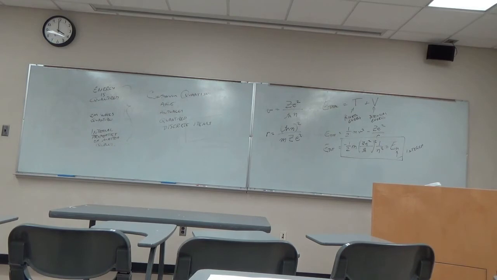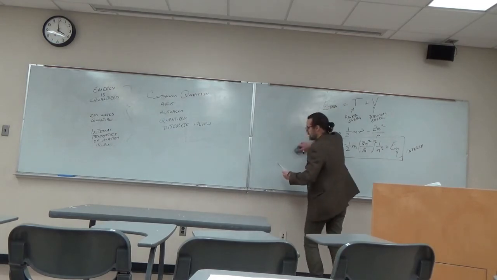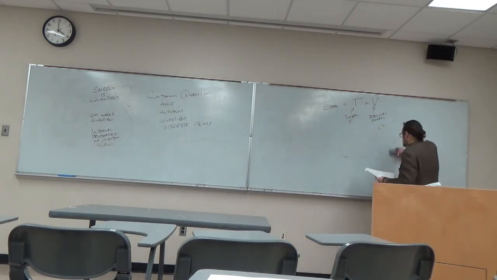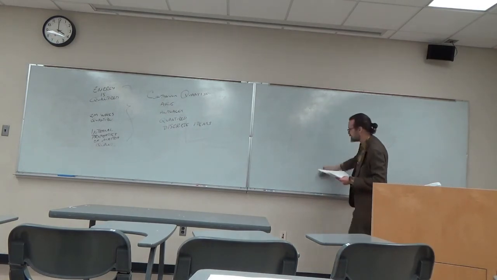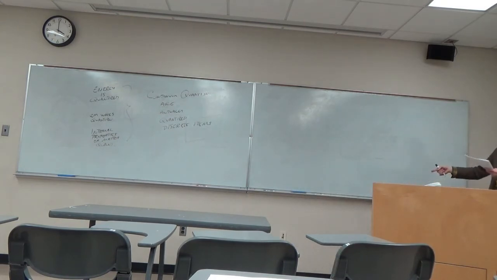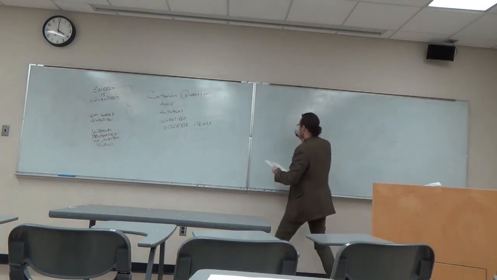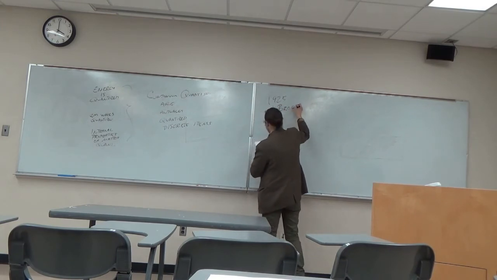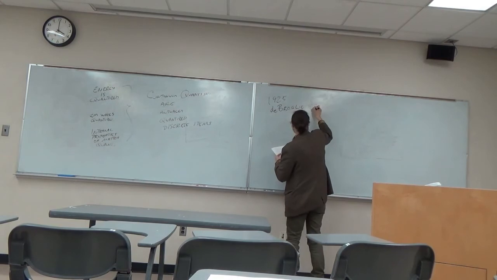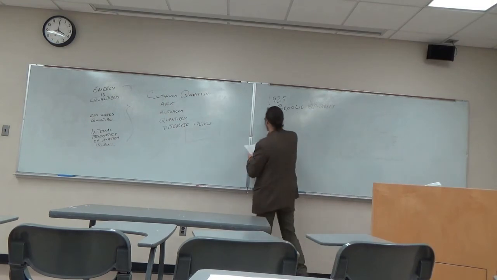And now the big step, or at least what I consider one of the bigger steps, was de Broglie said, well, we've just shown that all of these waves and all of these things that we thought were continuous are actually discretized. Does that mean that everything we think is discretized is actually a wave? And this was 1925, the de Broglie hypothesis, is that particles have wave properties.